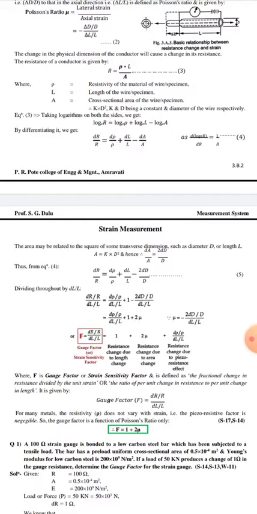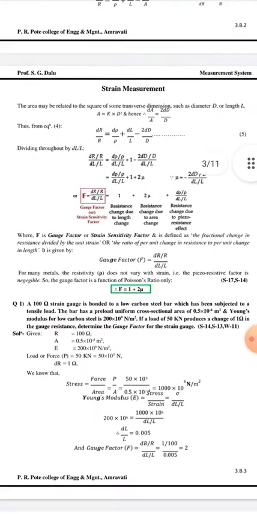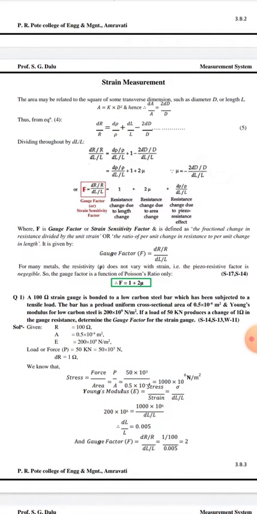Okay, so this derivation was asked a number of times in summer 2017 and summer 2014, for 6 to 7 marks. One numerical related to this derived form F equal to 1 plus 2 times mu we will see. Here a 100 ohm strain gauge is bonded to a low carbon steel bar which has been subjected to a tensile load.